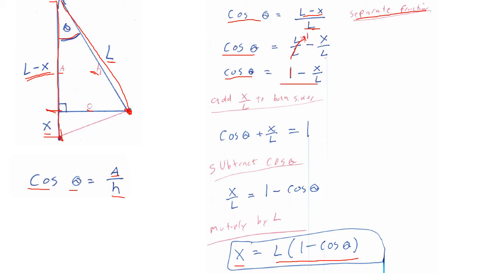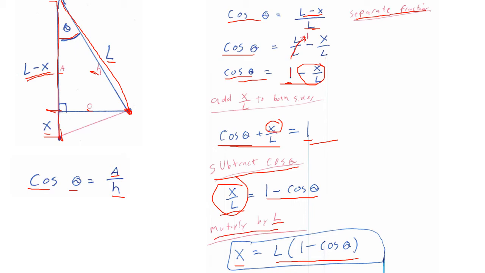From here, I want to rearrange and solve this whole thing for x. The first thing I'm going to do is take this minus x over L and add it to both sides. Now the cosine of theta plus x over L is equal to, all I'm left with on the right side is 1. I still want to get x by itself, so the next thing I'm going to do is subtract the cosine of theta from both sides. So I have that x over L is equal to 1 minus the cosine of theta. Now I can multiply both sides by L, which eliminates the L here. So we have x is equal to L times 1 minus the cosine of theta, which gives us our answer that we saw on the previous slide.